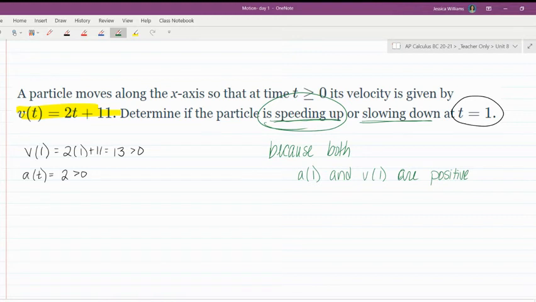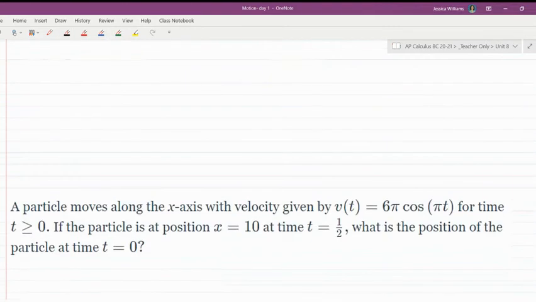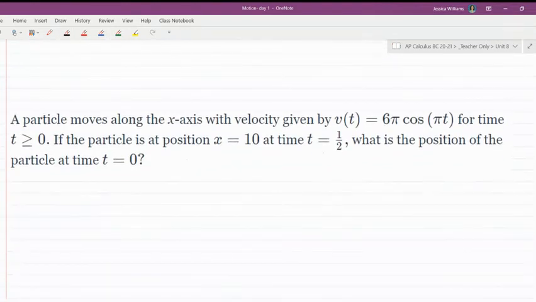Okay, last question. Particle moves along the x-axis. I told you it would again. They gave me velocity. They like to do velocity questions. If the particle, this one has a lot of information, is at position x equals 10 at time a half, what is the position of the particle at time 0?